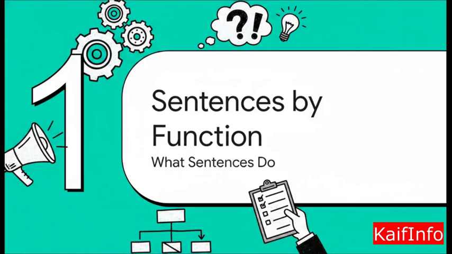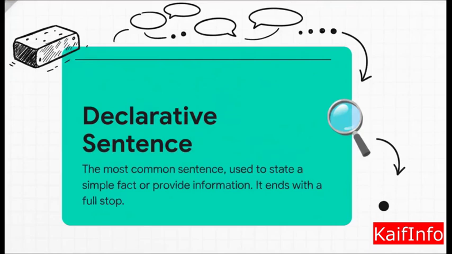The first set of tools we're going to look at is all about what sentences actually do. We're talking about their function, the specific job each type of sentence has. So first up, we've got the absolute workhorse of the English language, the declarative sentence. This is your basic, everyday sentence. You use it to state a fact, share some info, or just declare something. It's really the foundation of almost everything we say.